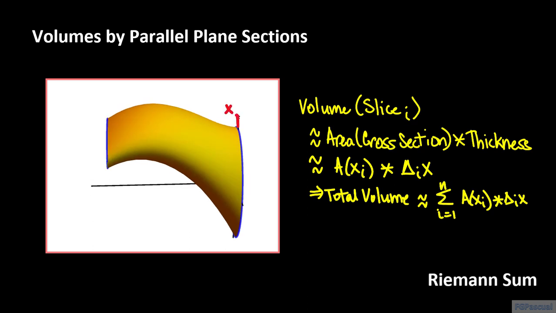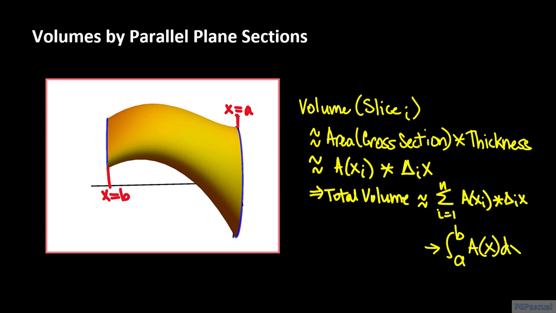Let us suppose that the solid goes from x equals a to x equals b. If the area function A of x is continuous on the closed interval from x equals a to x equals b, the Riemann sum approximation for the volume of the solid should tend to the integral from a to b of A of x, as the maximum thickness of all the slices tends to 0. Therefore, the volume of the solid is equal to the integral from a to b of A of x.